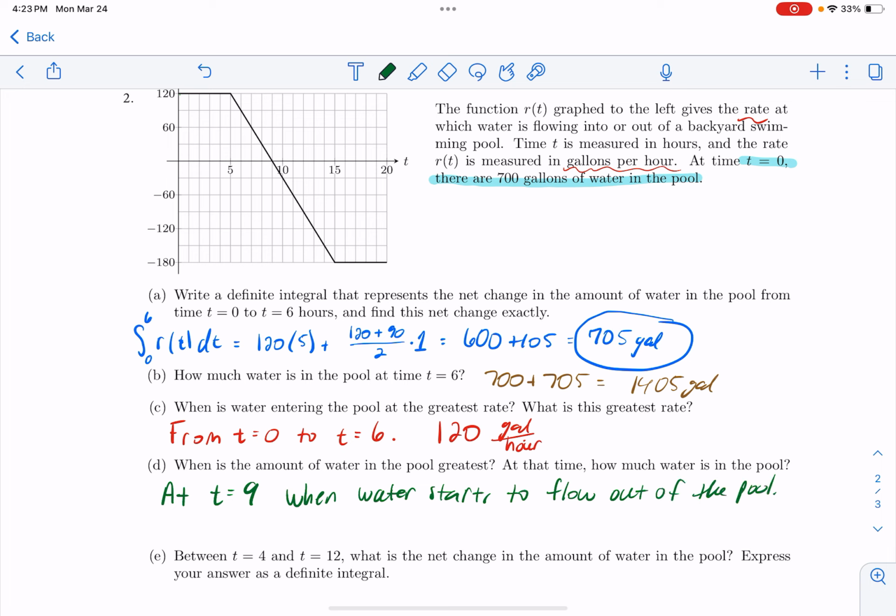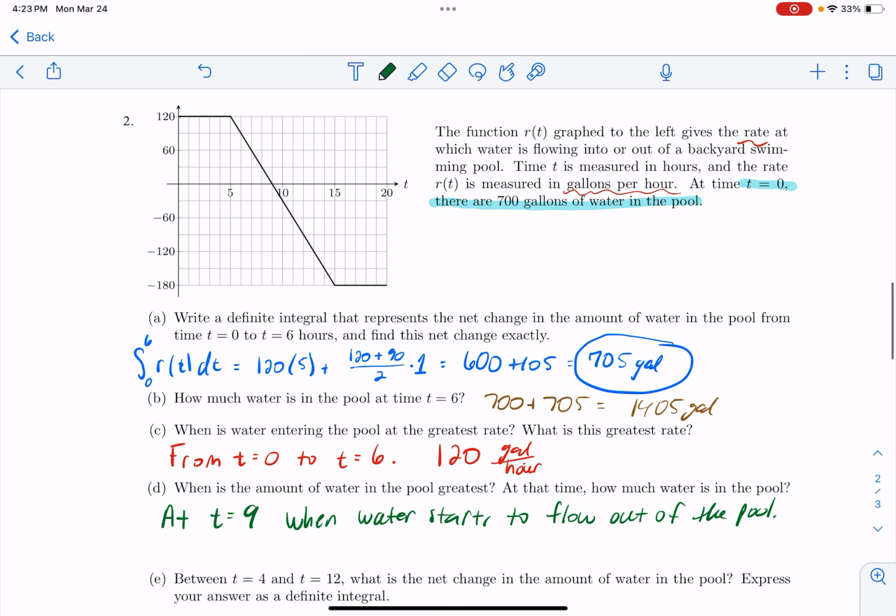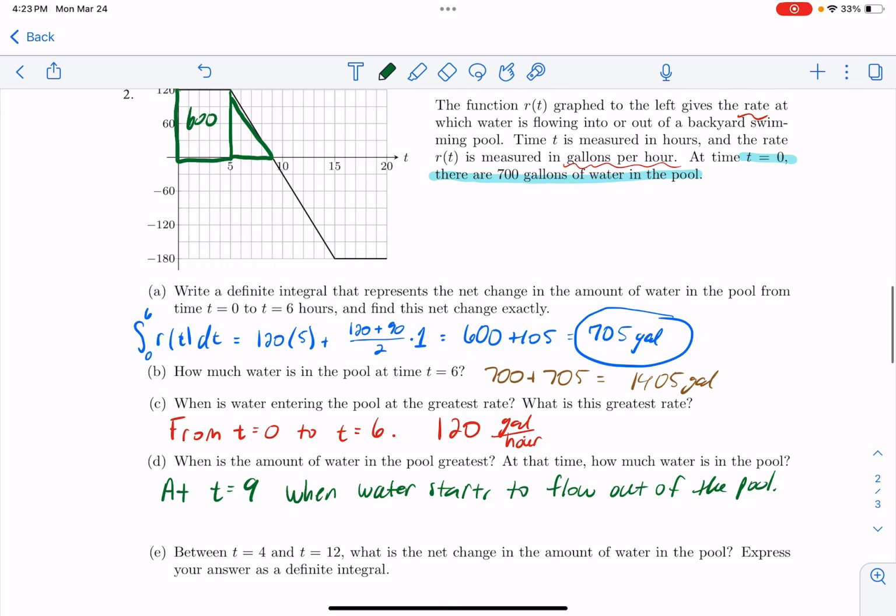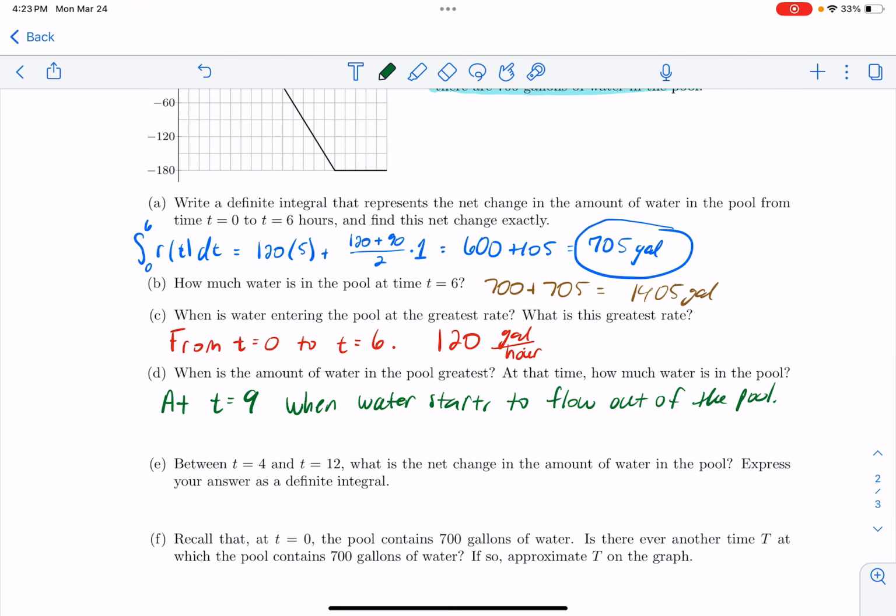I know it didn't ask for why, but I'm going to write that just so that we know why that is. All right, it says, at that time, how much water is in the pool? Well, we know that this area here is equal to 600. We found that in part A. We just need to know what's this area here and add that onto the 600 and then the 700 that's already in the pool.